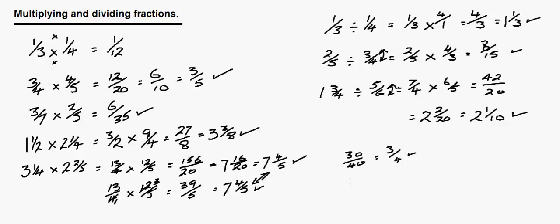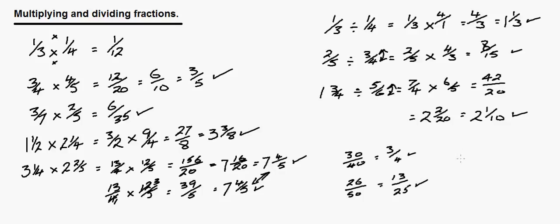If I've got 26 over 50, I can see that they're both even numbers. So I know straight away I can divide by 2. So 26 divided by 2 is 13. 50 divided by 2 is 25. So again, bingo, it's really simple.